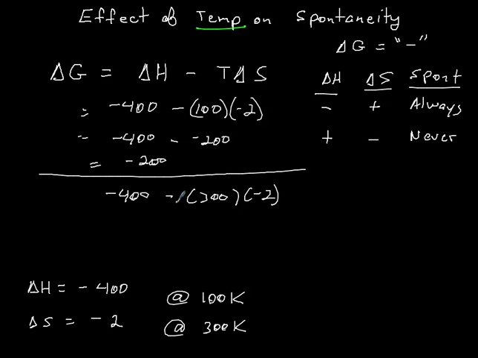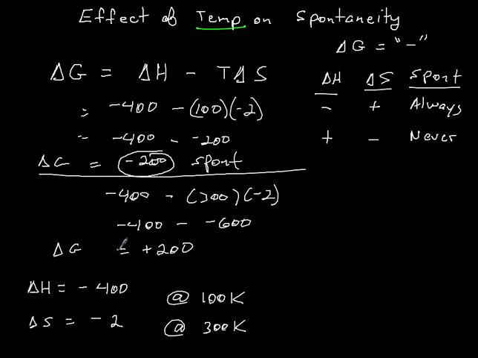Now, down here, 300 times negative 2 is going to be negative 600. So negative 400 minus negative 600 is plus 600. So that's equal to positive 200. All right, so we have different values of Gibbs free energies. In this case, we had a negative 200. That's spontaneous. In this case, we had a positive 200. That's not spontaneous. And so how did temperature affect the spontaneity?